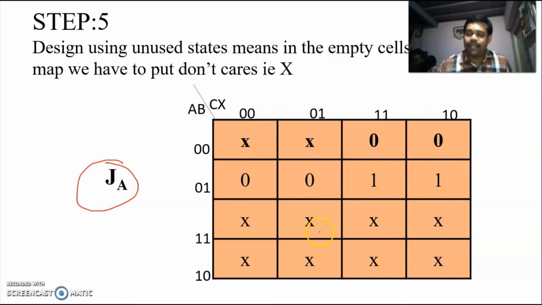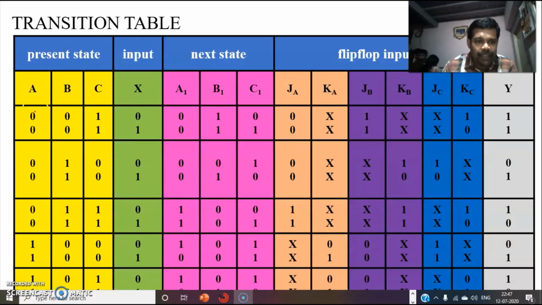In these unused states, we have put don't cares. So this can be done in one step. I will tell how this can be done in one step. First, we have to go for the truth table. Then we have to find out what the unused states are, and we can directly do it in one step. So instead of doing it in two steps, we can do it in one step. I will tell how. The decimal value of the first input is 2.